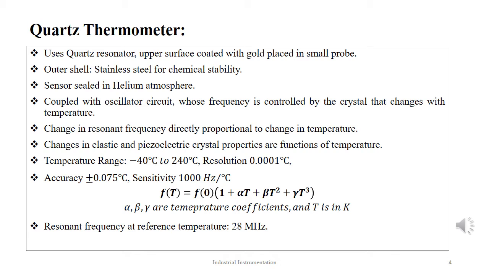The quartz crystal's resonant frequency is given by the general equation Ft = F0 (1 + αT + βT² + γT³), where alpha, beta and gamma are temperature coefficients and T is in Kelvin scale. By proper choice of the crystal cutting planes, alpha, beta and gamma can be reduced to 0, and the temperature scale will be a linear function of resonant frequency. The resonant frequency at reference temperature is 28 MHz. The crystal AT cut provides the operational frequency range of 500 kHz to around 300 MHz.